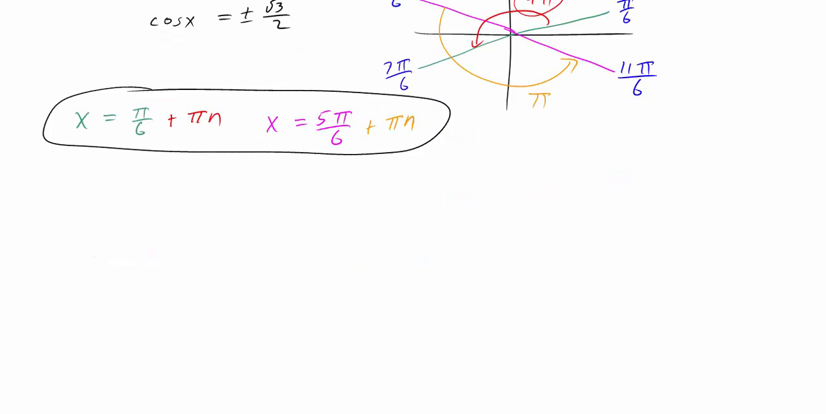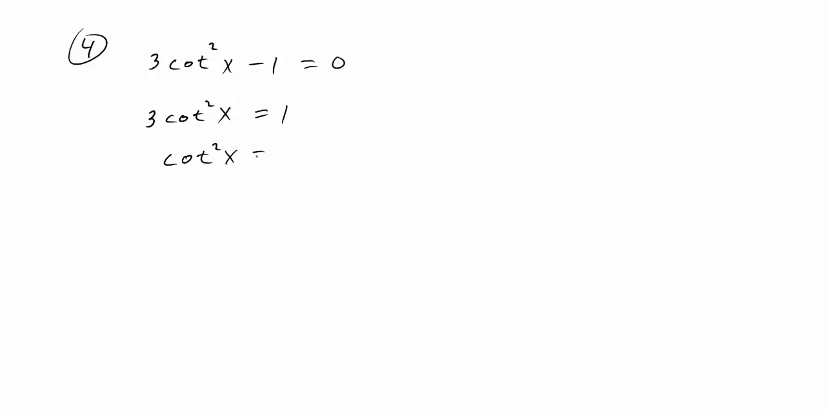All right, let's try one last example, and at this point maybe you've had enough practice you can try one on your own. So we have 3 cotangent squared x minus 1 equals 0. So once again here we want to add 1. So if we do that, we're going to end up with 3 cotangent squared x equals a positive 1. Divide by 3, we get cotangent squared x equals 1/3.